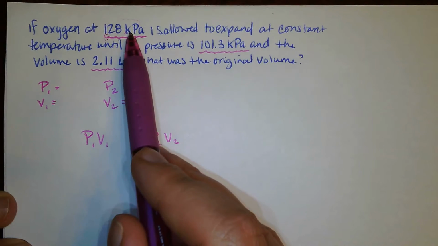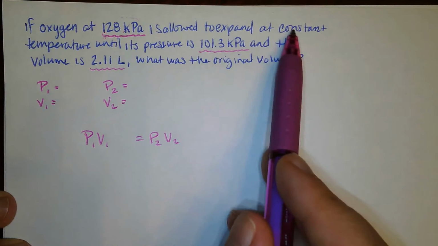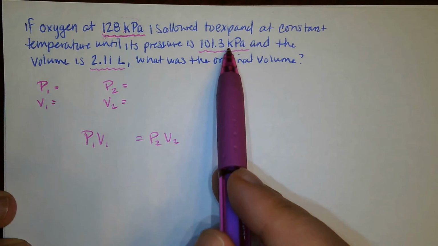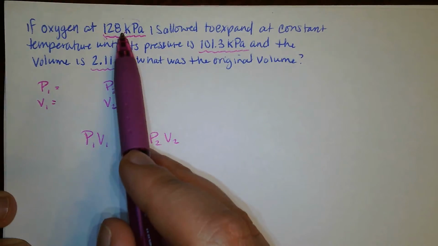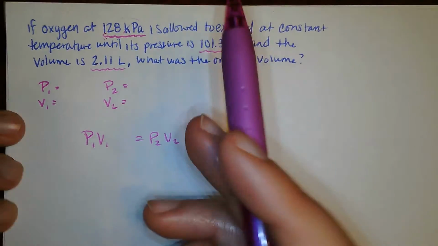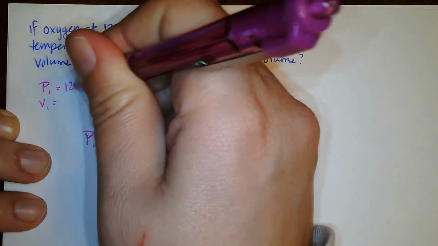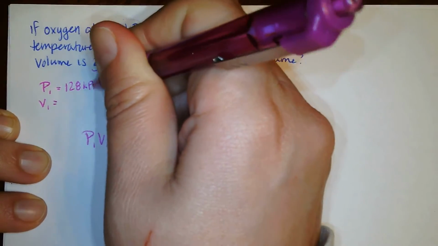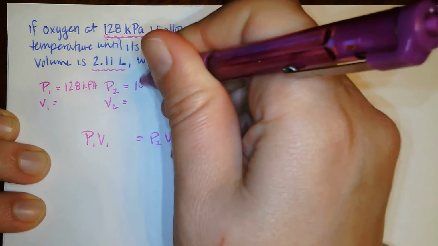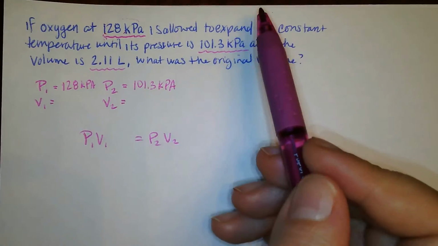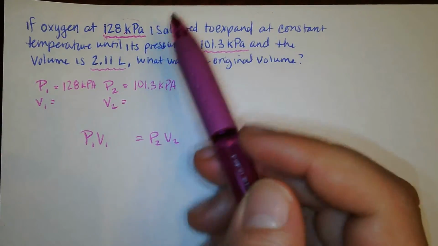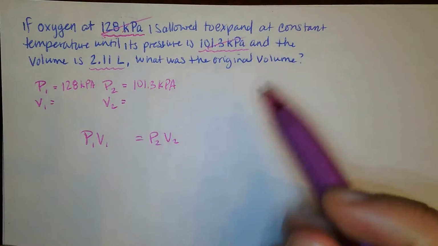If oxygen at 128 kilopascals is allowed to expand until the pressure is 101.3. So the pressure went from 128 to 101.3. So this is where it started, this is where it finished. So 128 kilopascals and then 101.3 kilopascals. All right. So we use both those numbers. I'm kind of done with them.